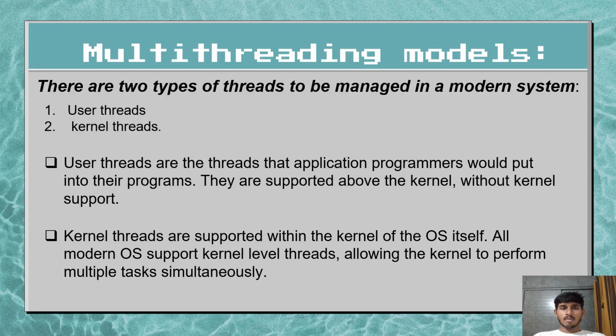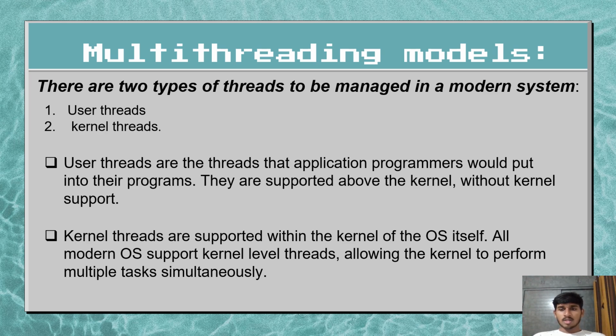Now, multi-threading models. There are two types of threads to be managed in a multi-threading system. The first one is user thread and the second one is kernel thread. User threads are the threads that application programs put into their programs. They are supported above the kernel without kernel support. Kernel threads are supported by the kernel of the OS itself. All modern OS support kernel level threads, which allows the kernel to perform multiple tasks simultaneously.